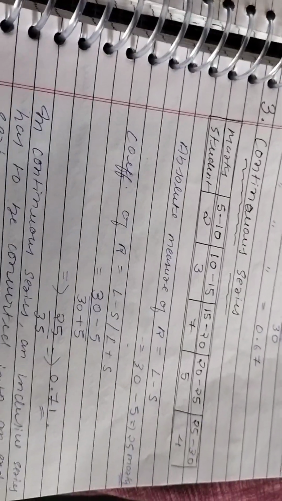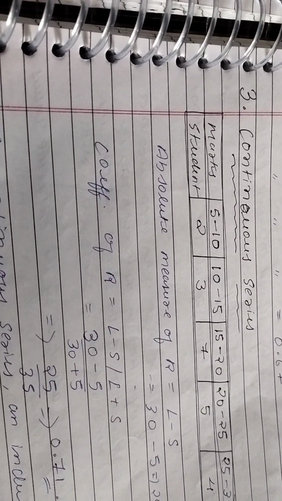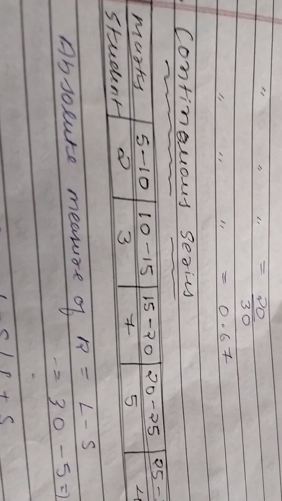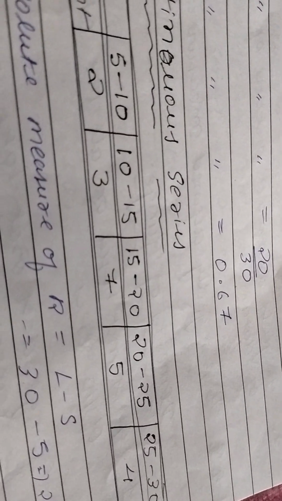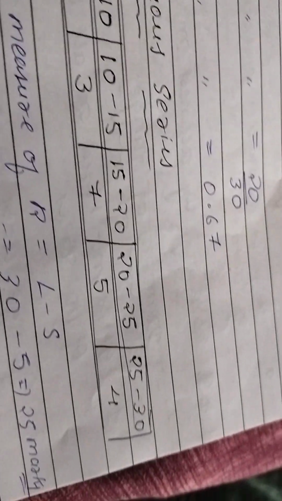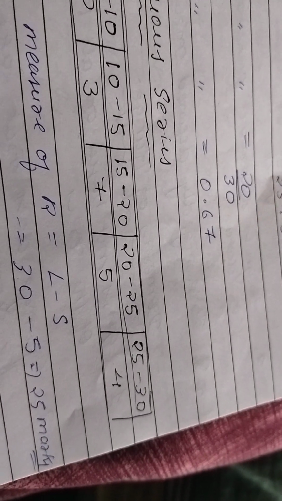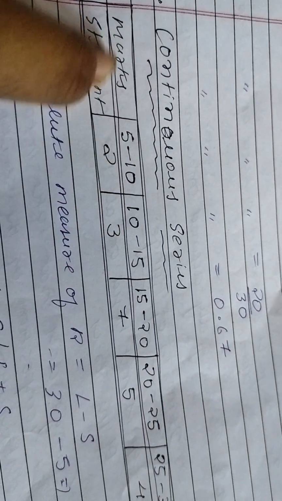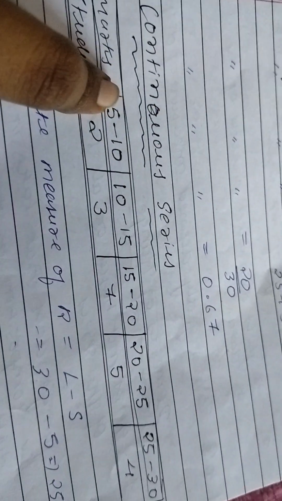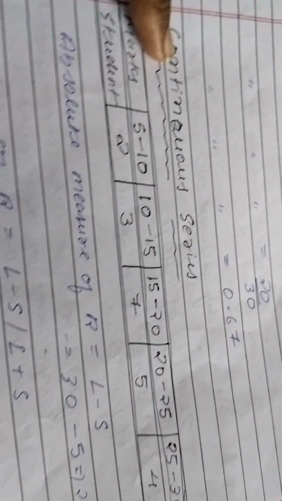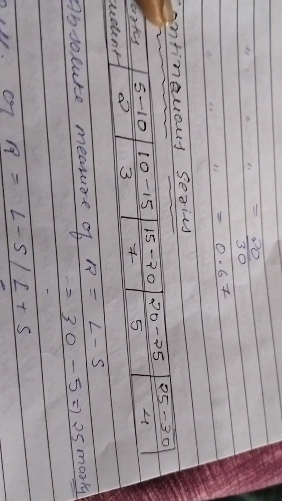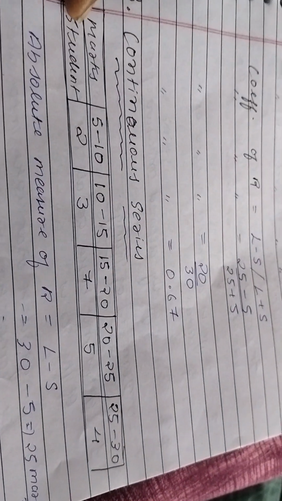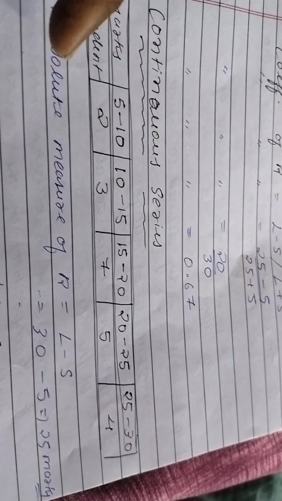Then we have a continuous series. Here the marks are 5 to 10 with frequency 2, 10 to 15 with 5, 15 to 20 with 7 frequencies, and 20 to 25 with 5. So here we can see that no absolute value in the x observation is there. There is a range, 5 to 10. So as we can see, this is a continuous series. Here it is very important to calculate the mid value. It is not written, but you have to calculate the mid value.